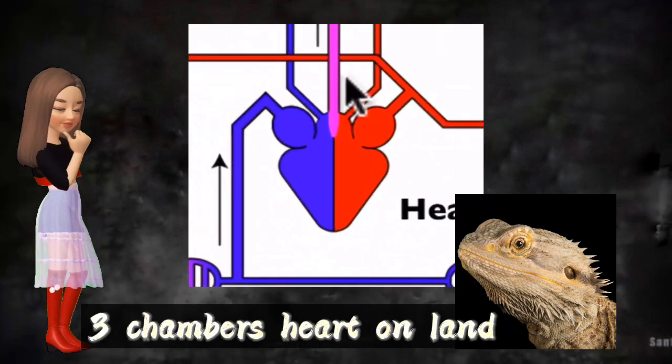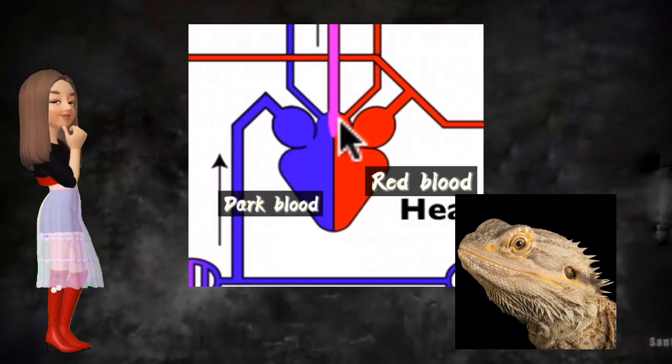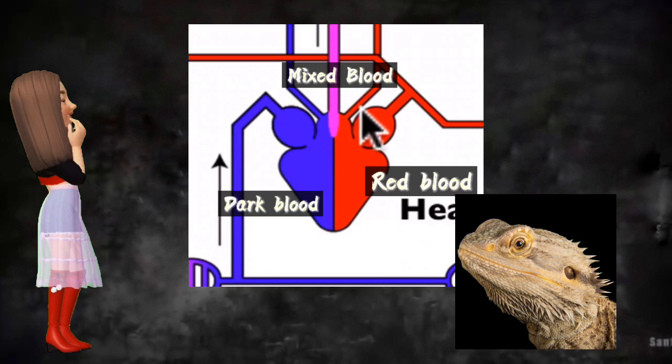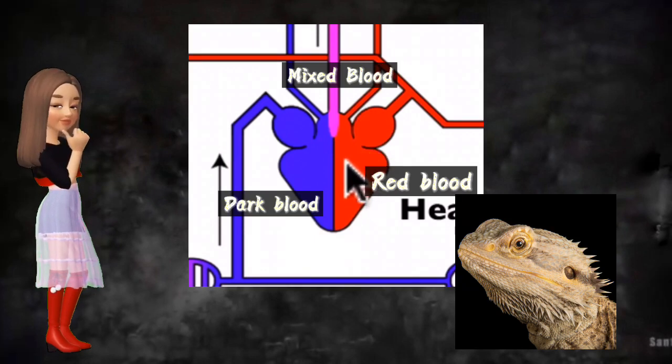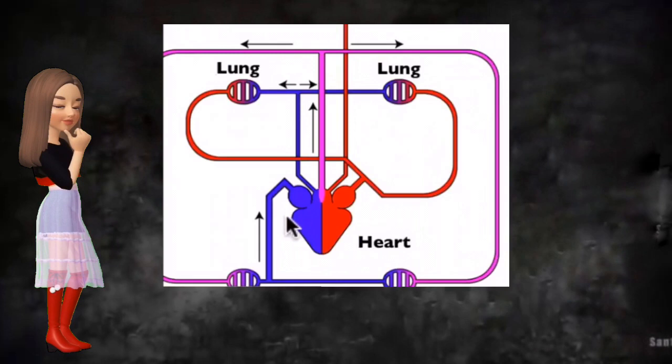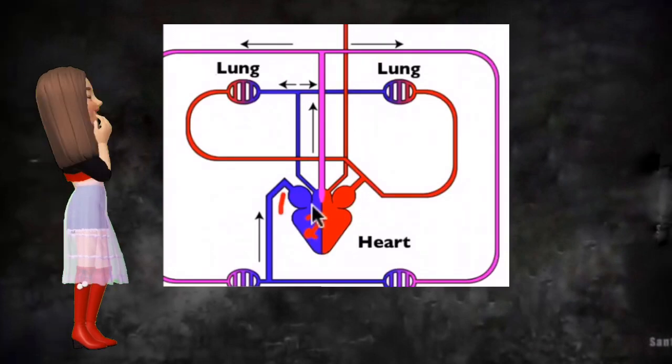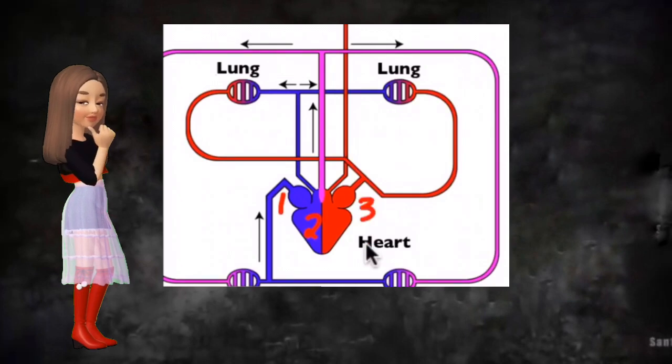But one thing that's interesting is that instead of just red and blue blood, we have this purple blood. So what does that mean? We're getting a mixing of blood, or in other words, a mixing of the oxygenated blood in the red and the deoxygenated blood in the blue. And that's because we only have three chambers in the heart.